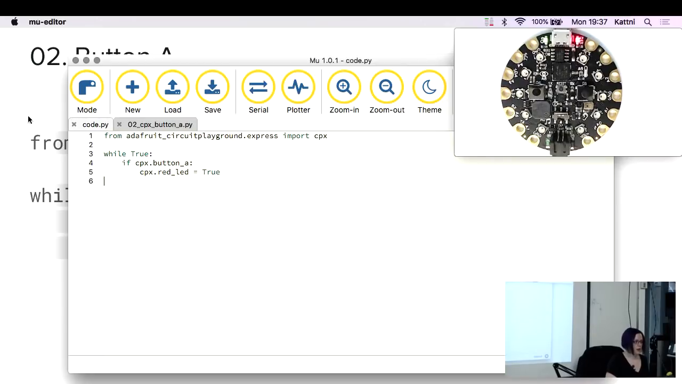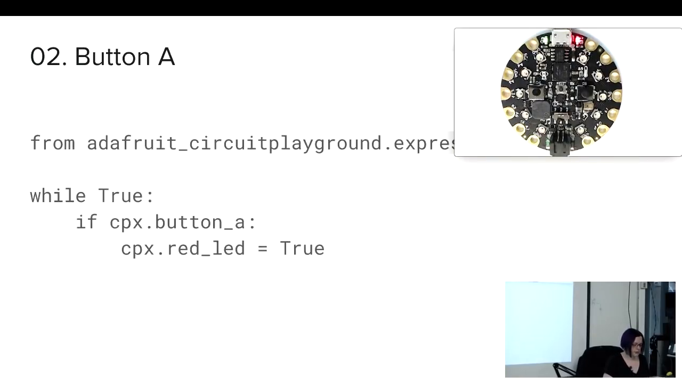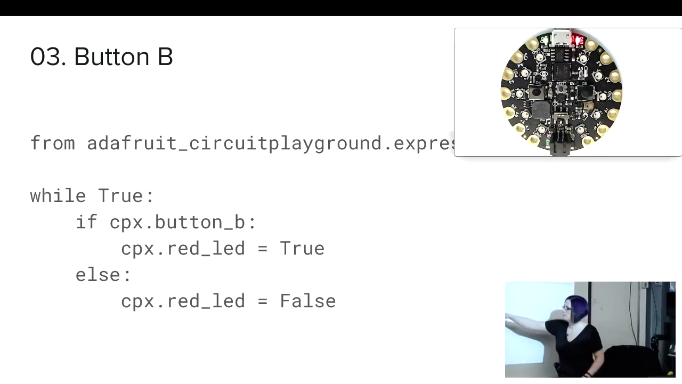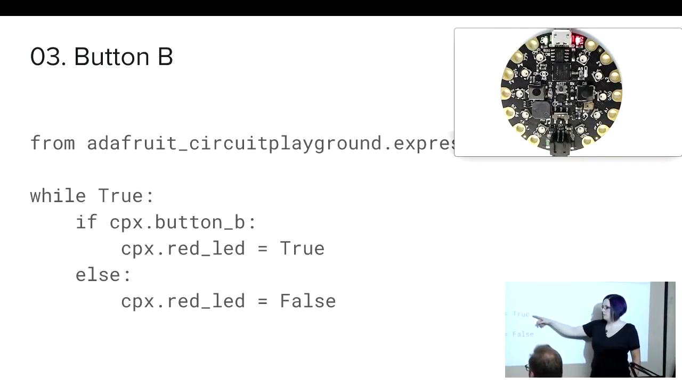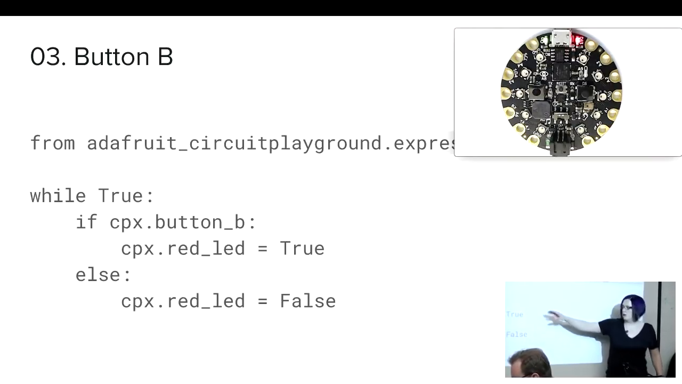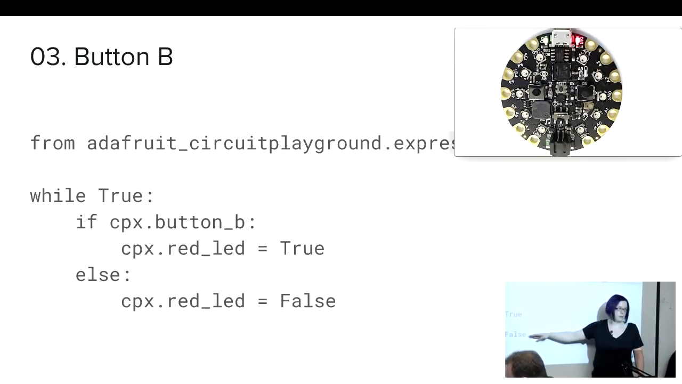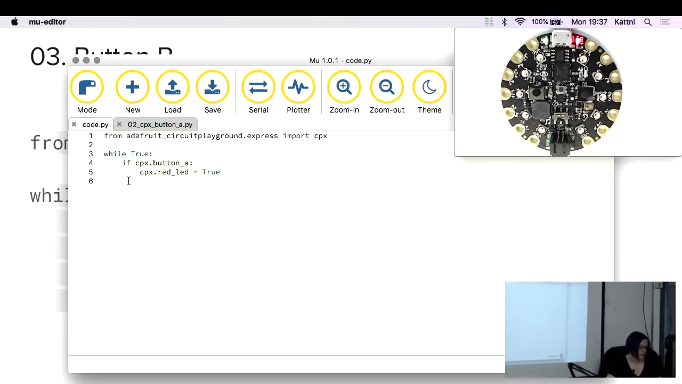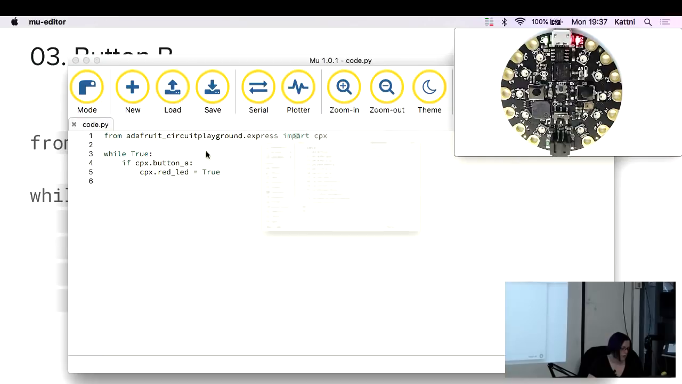So let's go on to the next one. As we get into more complicated stuff, we'll spend a little more time on it, but these ones take less time. So now what we've done is we've changed it to button B, and we say if button B, red LED is true, so it's on, and else means otherwise. So if button B, it is on, otherwise, turn it off. So the code is basically saying if you're pressing the button, make the LED be on, but if you let it go, it turns off. So now this is you having control over whether or not that LED is on.